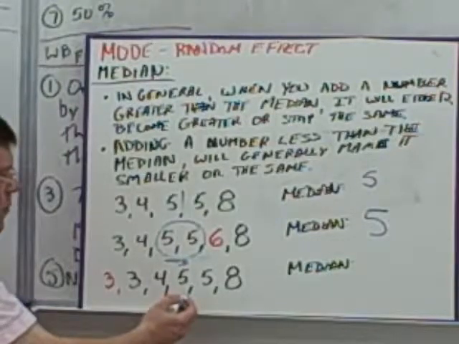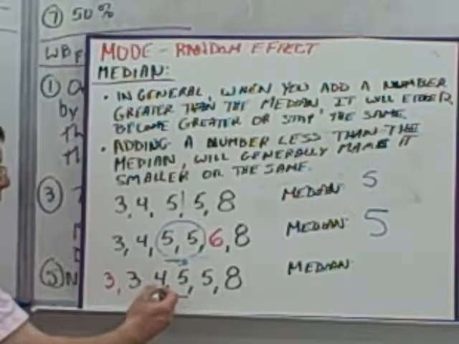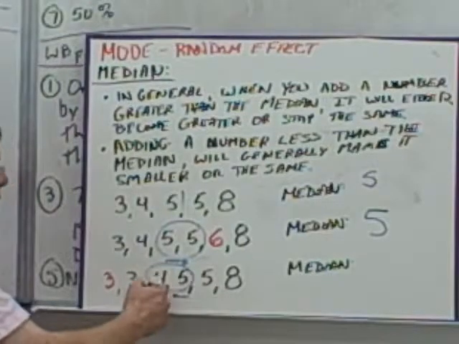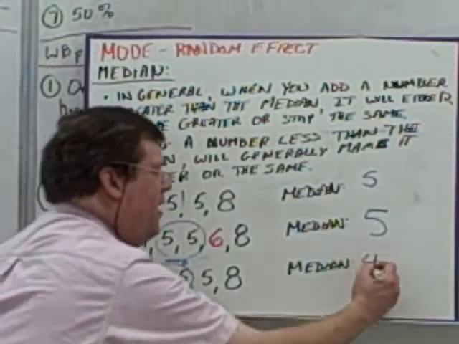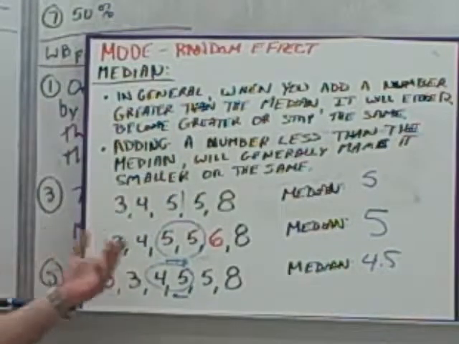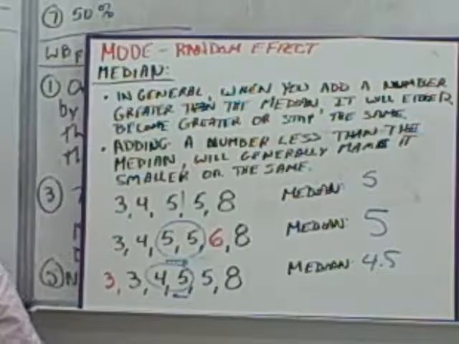Now, if I add one smaller than it, I would expect it to shift slightly to the smaller numbers. It does come between the 4 and the 5. The median here is now 4.5. So you've got to look at the repeating values in the middle there.